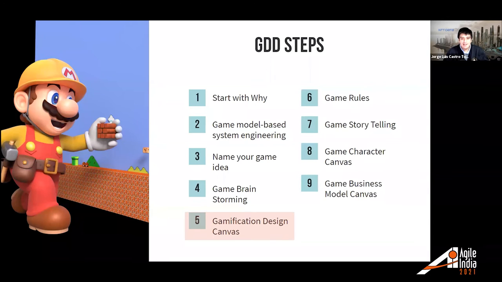Number 3 is name your game, okay? Put a name on your game, whatever name that you think about. Number 4 is game brainstorming, which basically is to work with your teams to share ideas about, okay, how we can gamify this, right? What is the approach there? It's a kind of app game, or a kind of web application game, or maybe this is a kind of different game, right? Share ideas about how we can sort this problem out with some gamification.